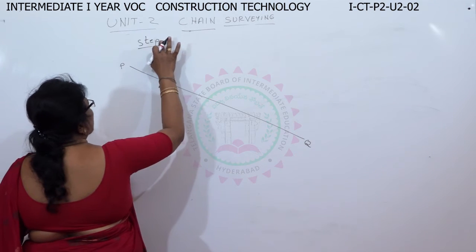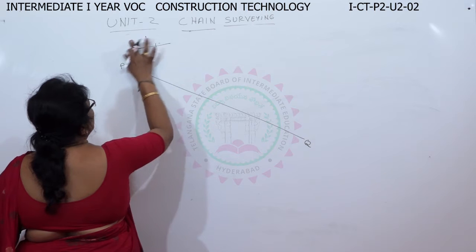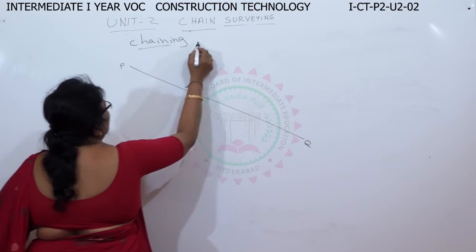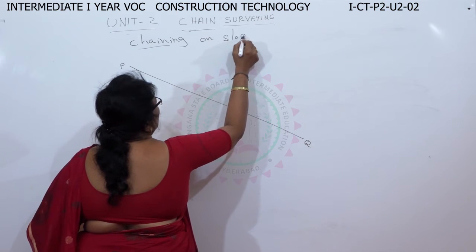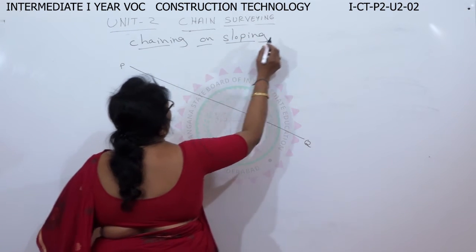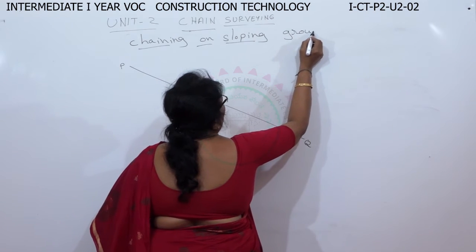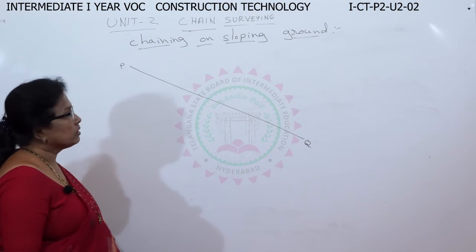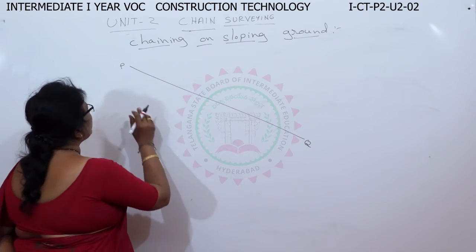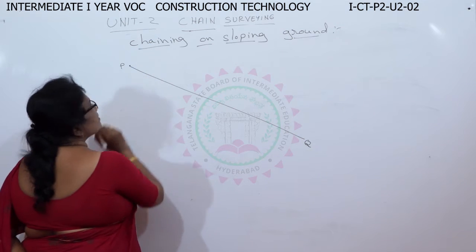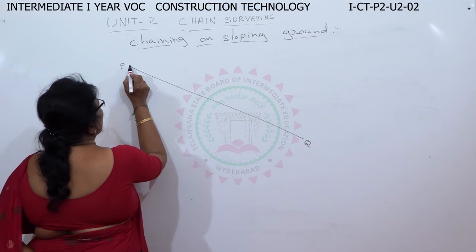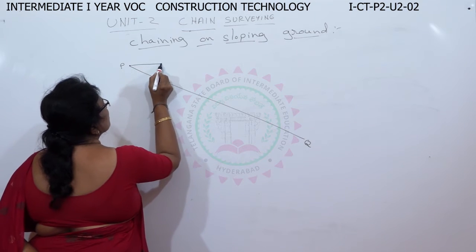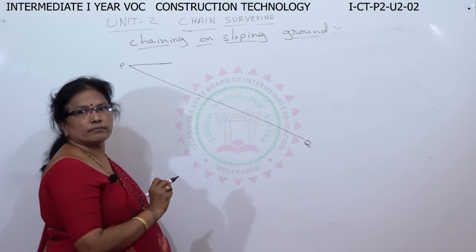Chaining on sloping ground, by stepping. Here you have to follow the stepping procedure. What you do here: you will place one end of the chain, put the chain in a horizontal direction, and stretch the chain.